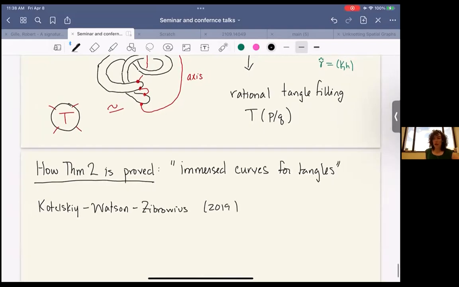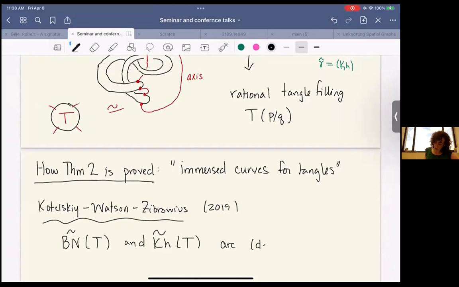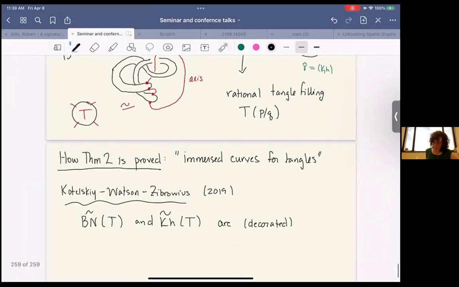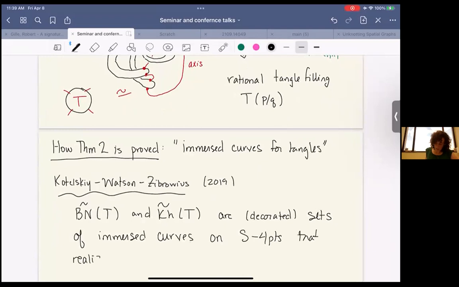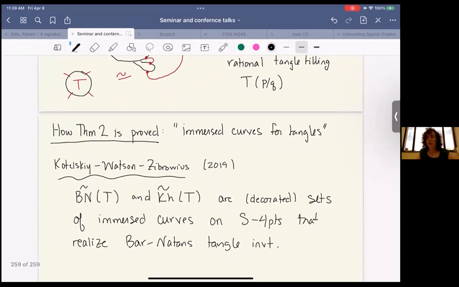And what they have worked out is this amazing program for creating a geometric realization of the tangle invariants for Khovanov homology that are due to Bar-Natan. So what they have is invariants that they denote Bn for Bar-Natan tangle invariant and Kh for Khovanov tangle invariant. And these are decorated, meaning there are some gradings associated with them, sets of immersed curves on a four punctured sphere that realize Bar-Natan's tangle invariant, which is a type of Khovanov-esque tangle invariant.